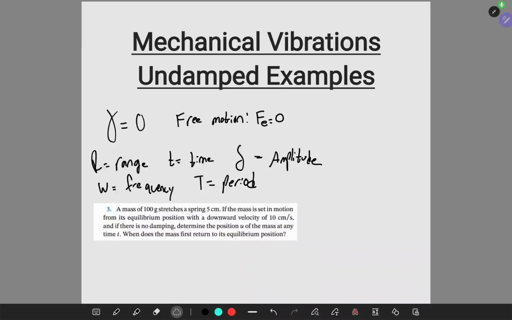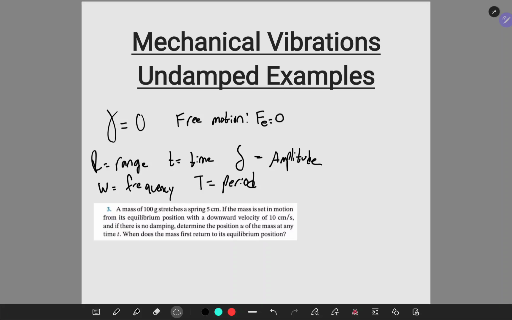So in this video, we're going to look at some more mechanical vibrations, but this time we're going to look at undamped examples. So I have some examples here. In the last video, I said I was going to look at one that already gave you the U thing, but I decided to just start with a full-on example, full-on word problem.